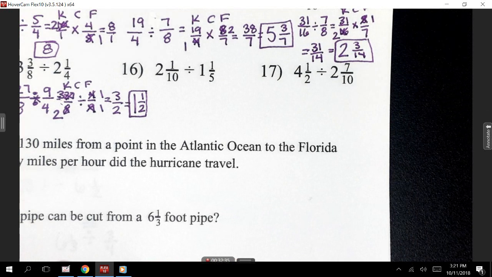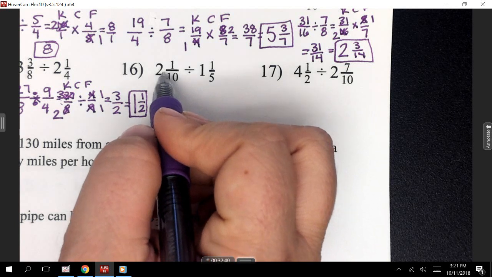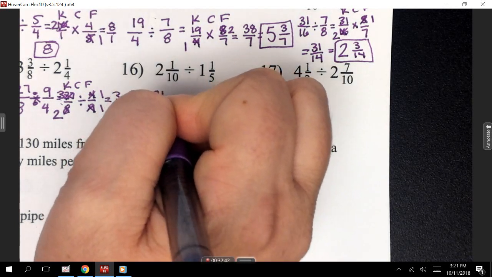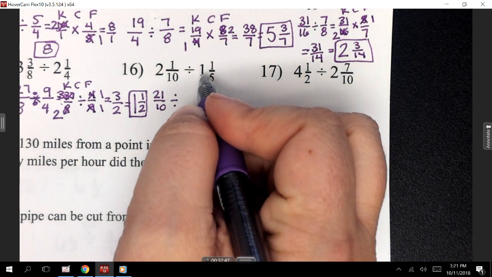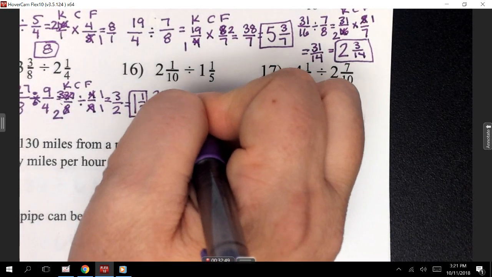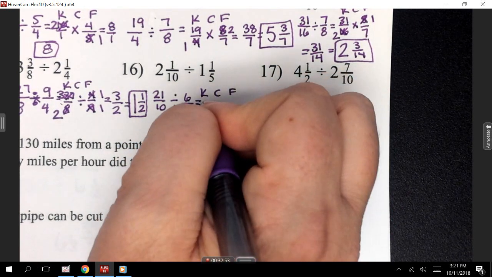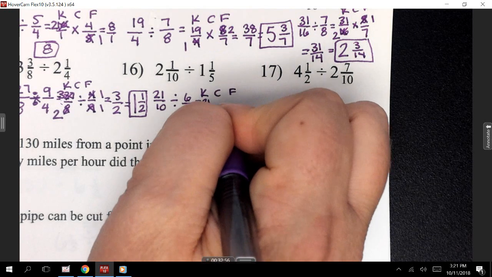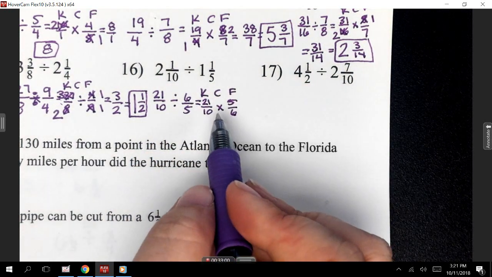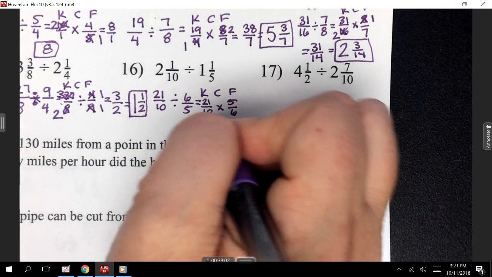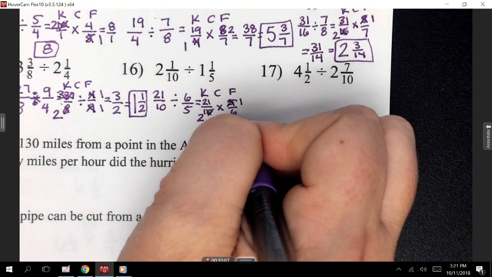All right, number 16, making it improper first. 10 times 2 is 20, plus 1 gives me 21 over 10, divided by 1 times 5 is 5, plus 1 is 6 over 5. Remember, now we want to do our keep, change, and flip. So we keep 21 over 10, change it to multiplication, flip my fraction. When I simplify here, 5 will go into 5 once, 5 will go into 10 twice.